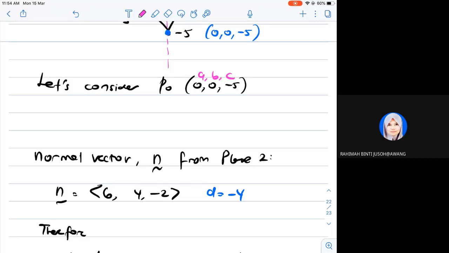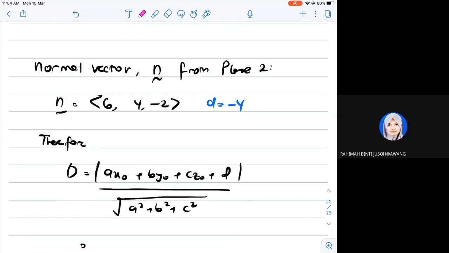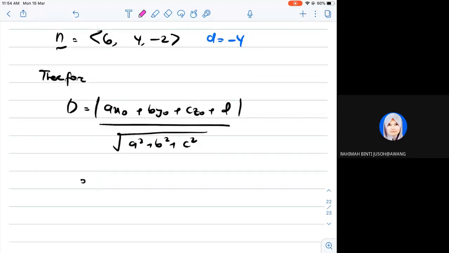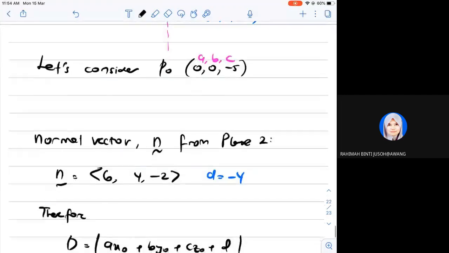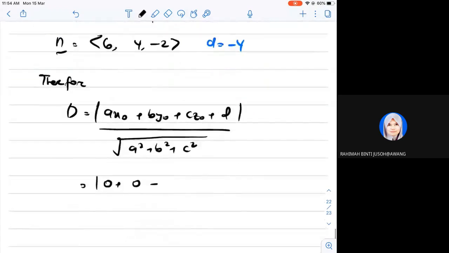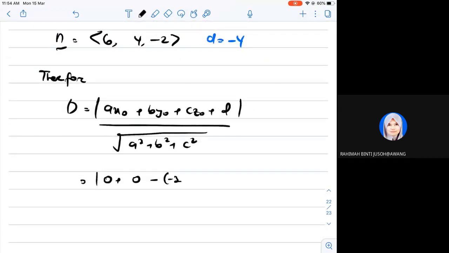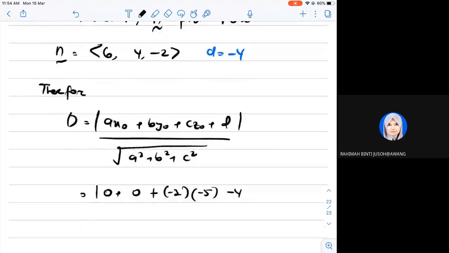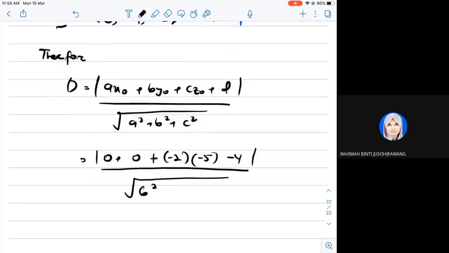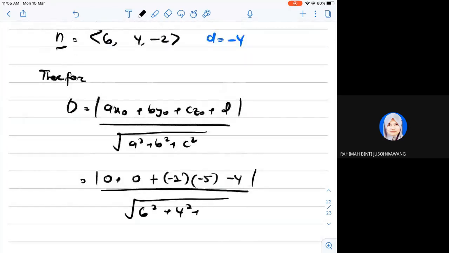Okay, so we have 0 lah of course kan. So 0 tambah 0, B pun 0, C. Yang C ada nilai negative 5. So negative 5, sorry, Z equals to negative 5. So kita ada negative 2 times negative 5. And then minus 4. D tadi divide by square root of 6 squared plus 4 squared plus negative 2 squared.